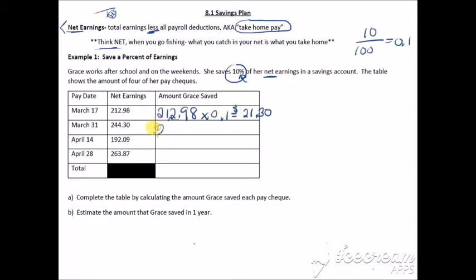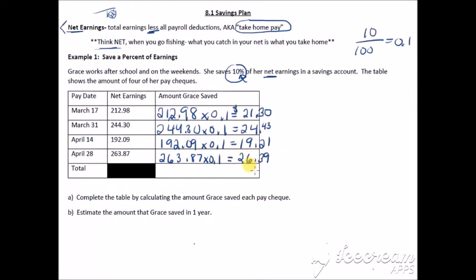Then we have 244.30 times 0.1. Again, bring that decimal over, 24.43. I'm going to spare the dollar signs just for the neatness of this. Then 192.09, bring that decimal over, times 0.1, 19.21, and then we have 263.87 times 0.1, so we have 26.38, round up to 26.39.